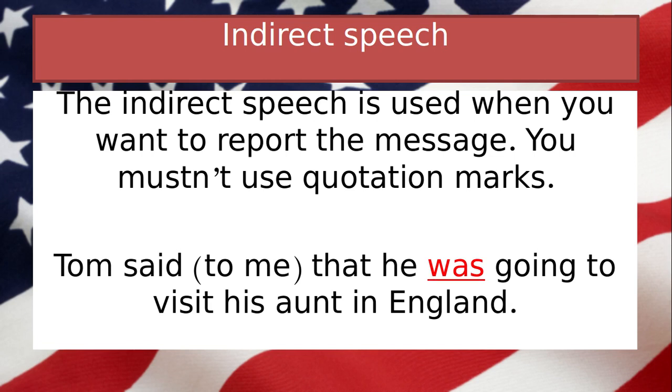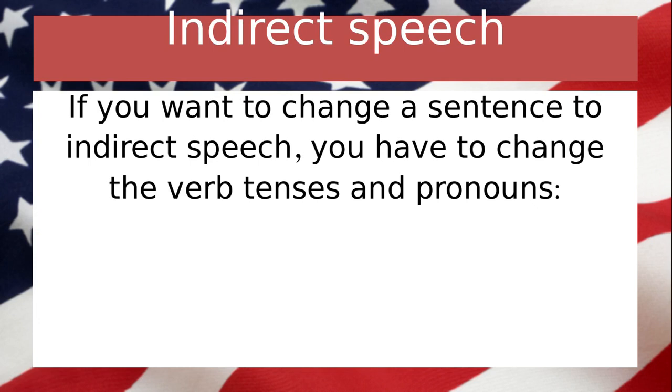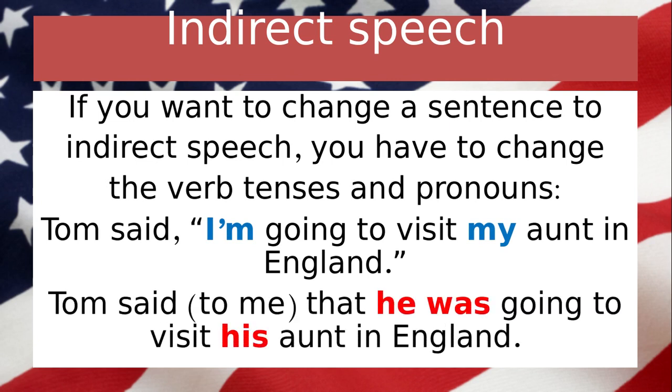Tom said to me, which is optional, that he was going to visit his aunt in England. Now, if you want to change a sentence to indirect speech, you have to change the verb tenses and pronouns. The direct speech is, "I'm going to visit my aunt in England." The indirect speech would be, "Tom said that he was going to visit his aunt in England." So in this case, I changed I'm, which is in the present, and the verb to be, to the past, he was, and my, which is a possessive pronoun, to his.